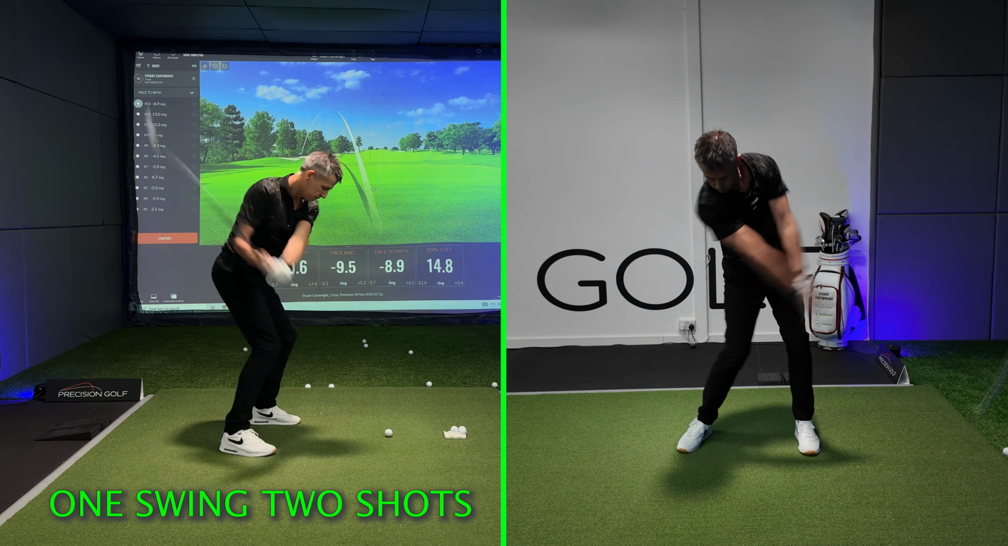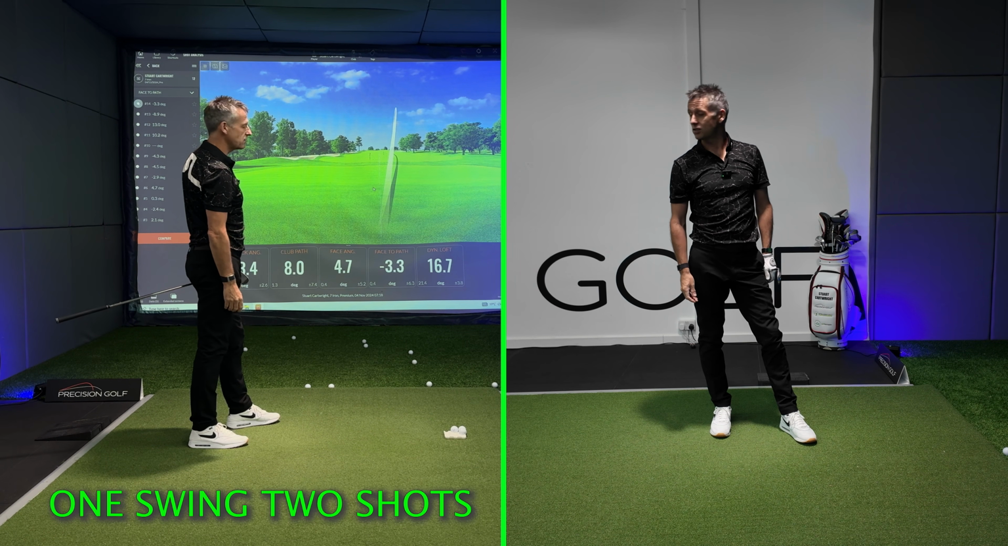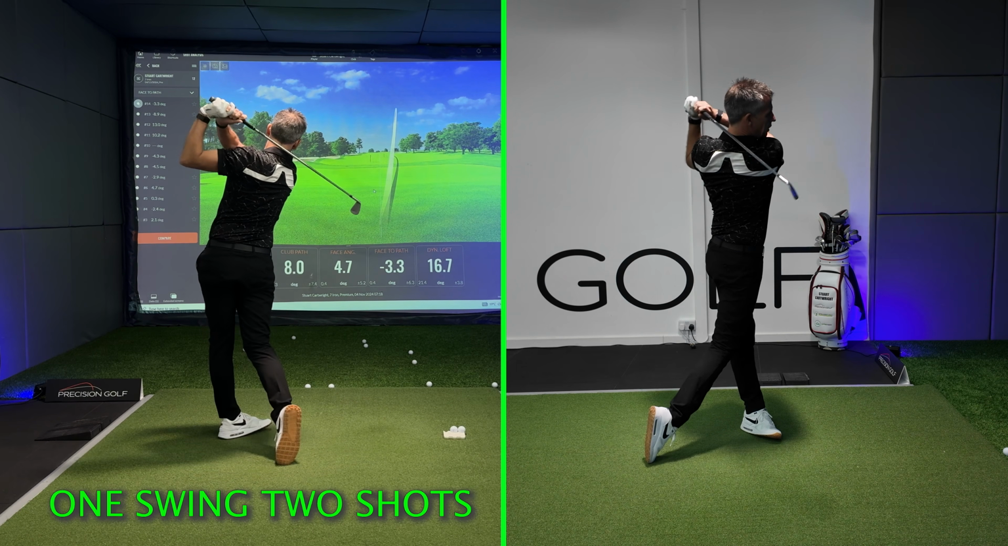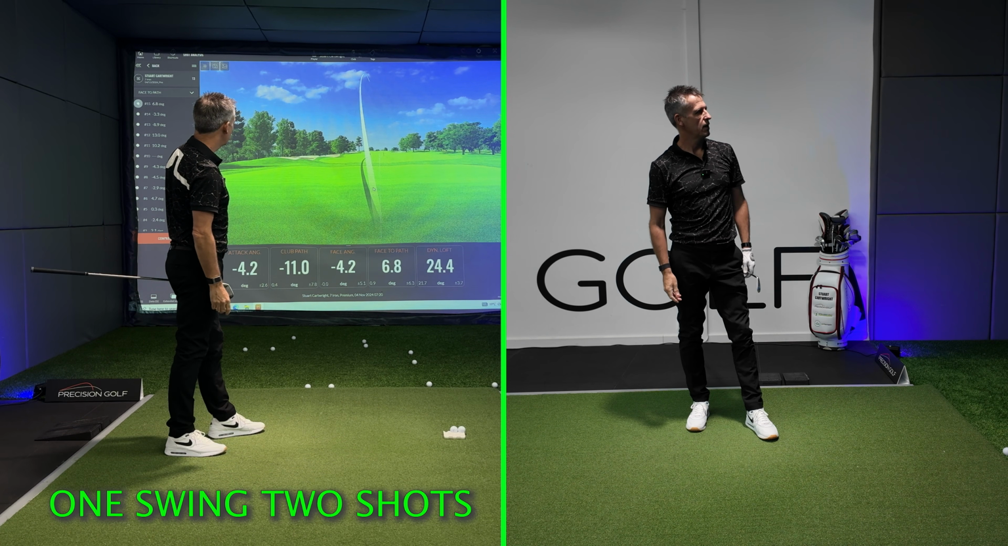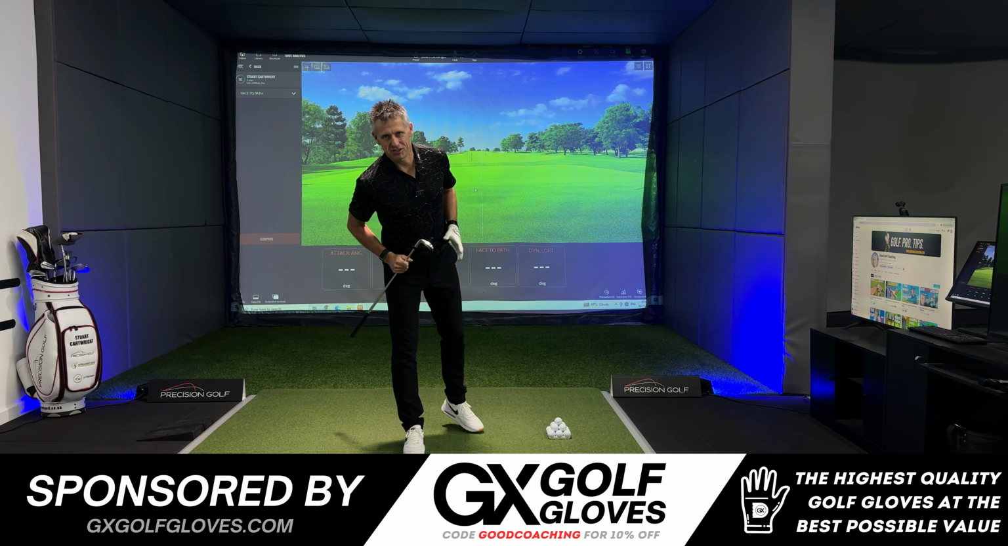I'm just going to make my usual swing. I see a ball that draws back to the target and has a little bit of a bend back to the target. Today I want to dispel a few myths.